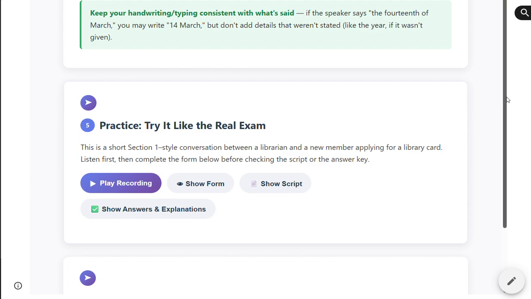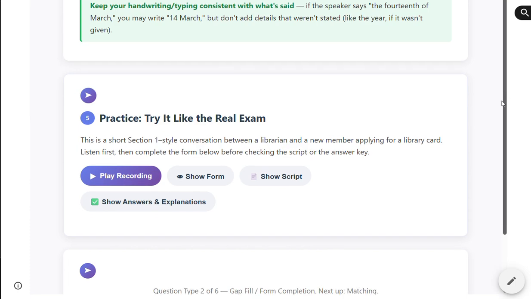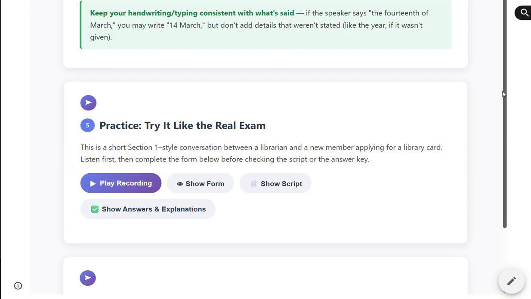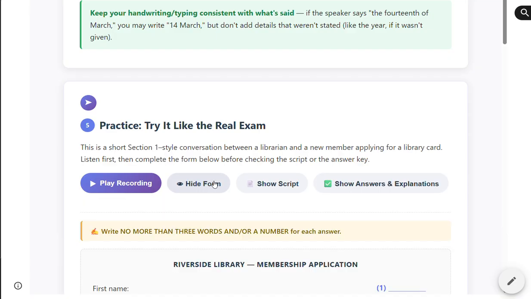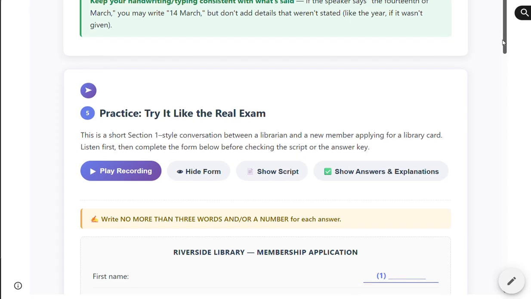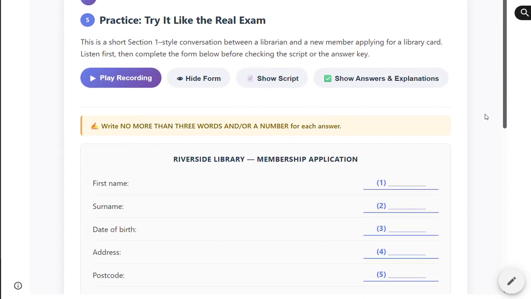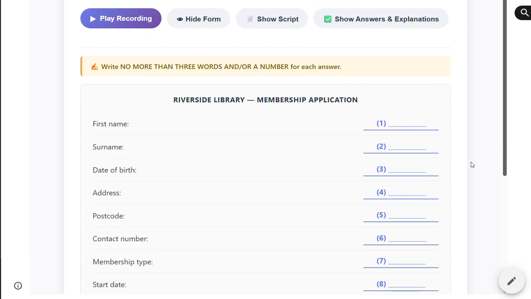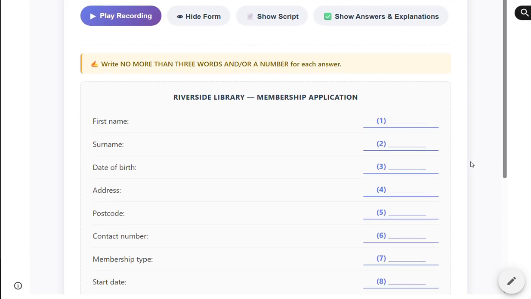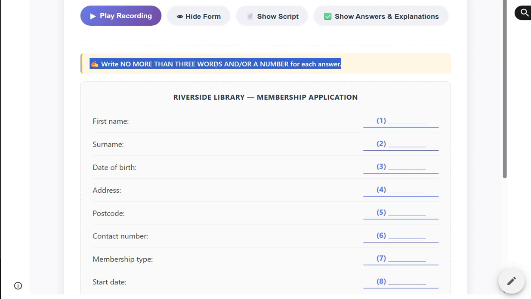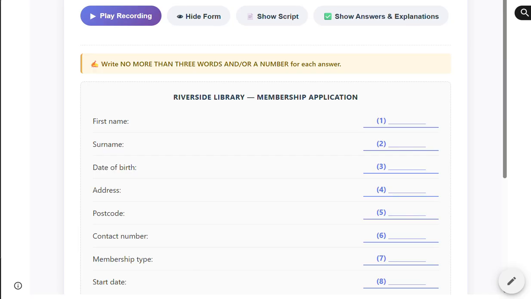Let's put everything into practice together. In this example, you'll hear a short Section 1 style conversation between a librarian named Sarah and a new member named Tom, who's applying for a library card. I'd encourage you to press play and try completing the form yourself first, using everything we just covered, before you check your answers against mine. Once you're ready, here's how the answers break down. For the first name.